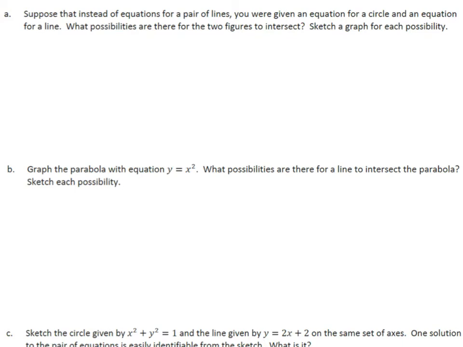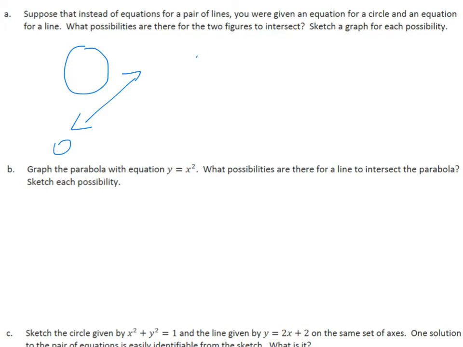In the first one, they're asking how many times a circle and a line can intersect, and what the possibilities are. If we sketch a graph of each possibility, we have a circle, and we can have a line on the outside of the circle where they don't intersect at all, so zero intersections.